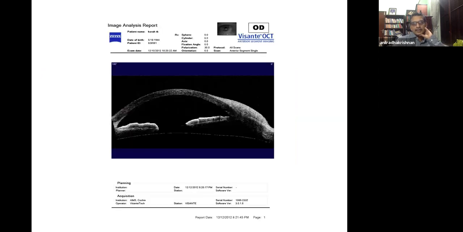OSSN also can be documented with anterior segment OCT. But with the swept source OCT, this is better documented because the hyperreflectivity in the epithelium can very well be documented with the swept source OCT. And that is a very characteristic sign of ocular surface squamous neoplasia, which has been described since about 4 or 5 years.